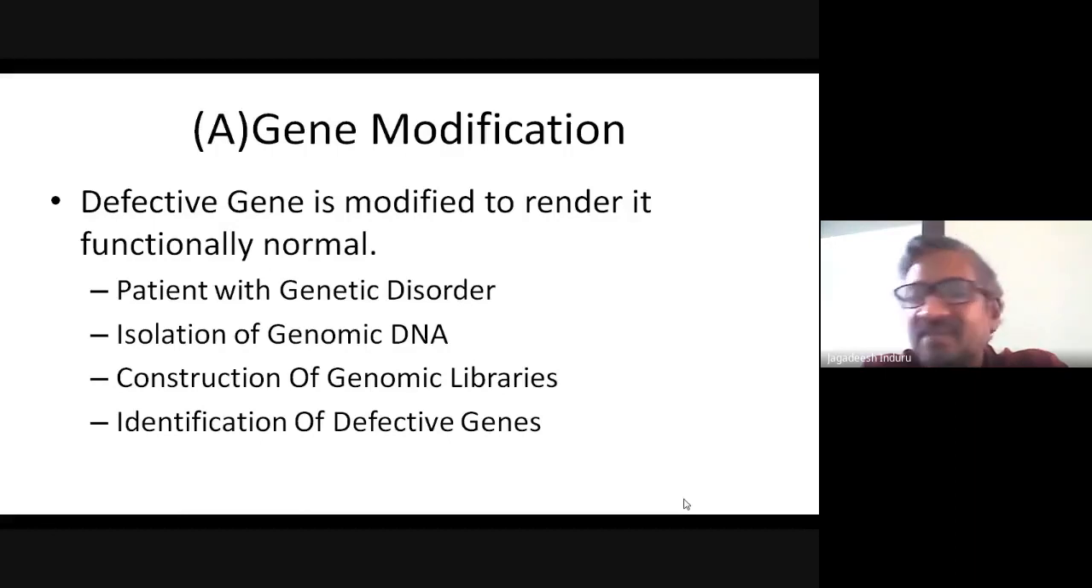Say, for example, it has been proved that a small segment in the nucleic acid, a change of just one nucleotide, will change the color of mice from white to black. So this much effect will be there. Once it is identified which specific segment causes the problem, we have three approaches. One is gene replacement.